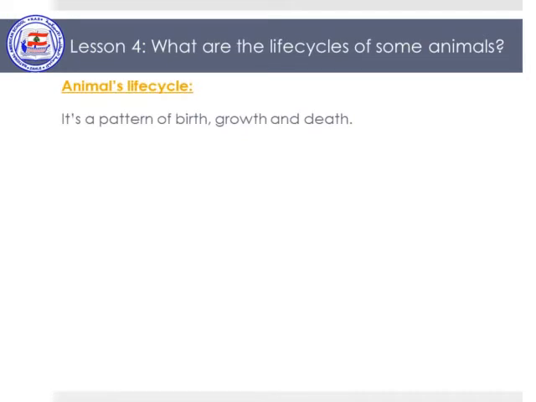Now I need you please to open your books on page 127 so we can start explaining the new lesson. First, we will start explaining what an animal's life cycle is. It is a pattern of birth, growth, and death. It shows us how animals are born and how they grow.